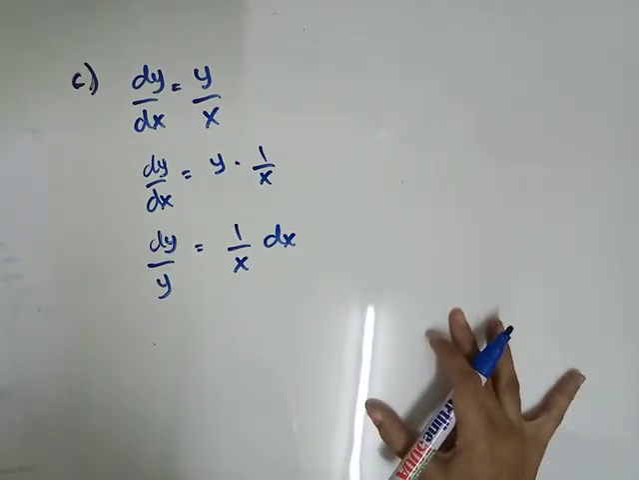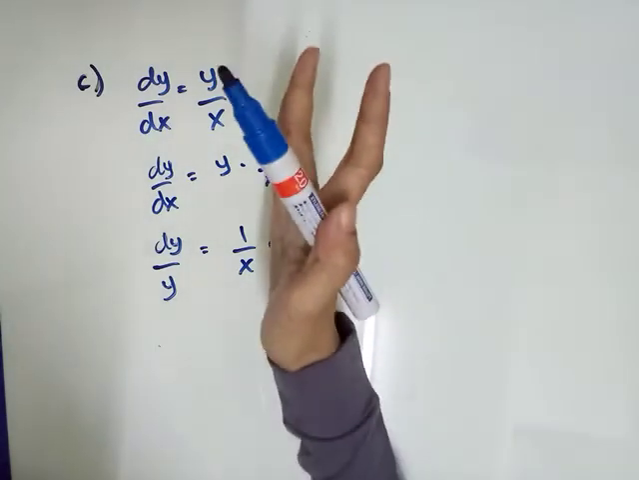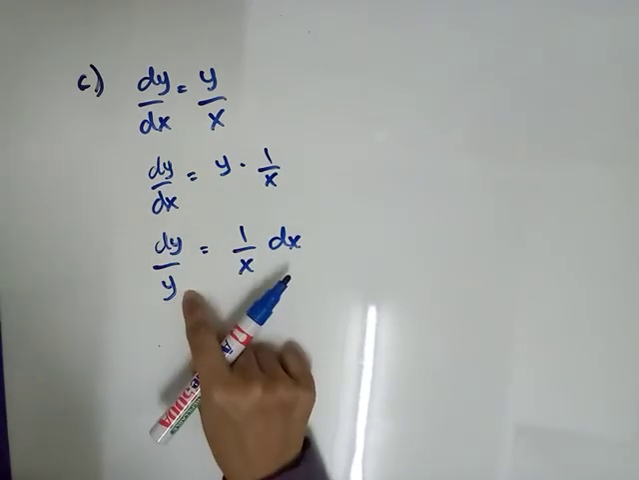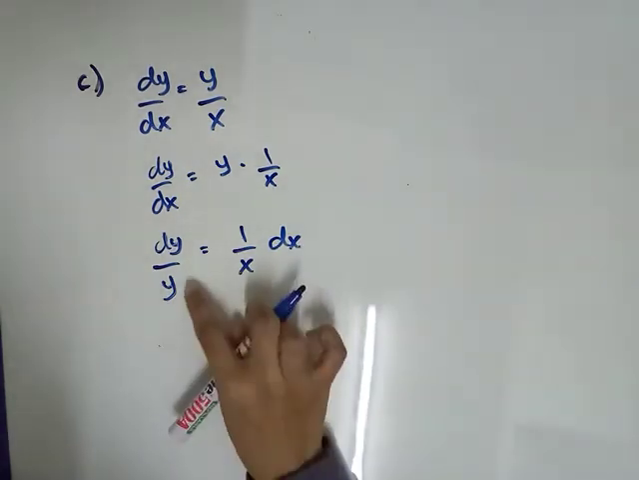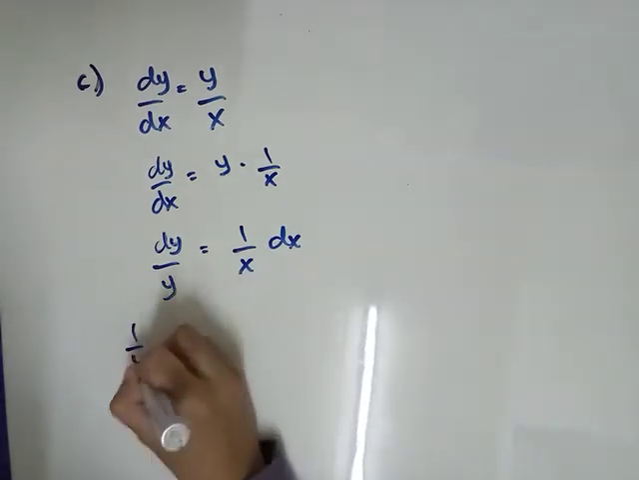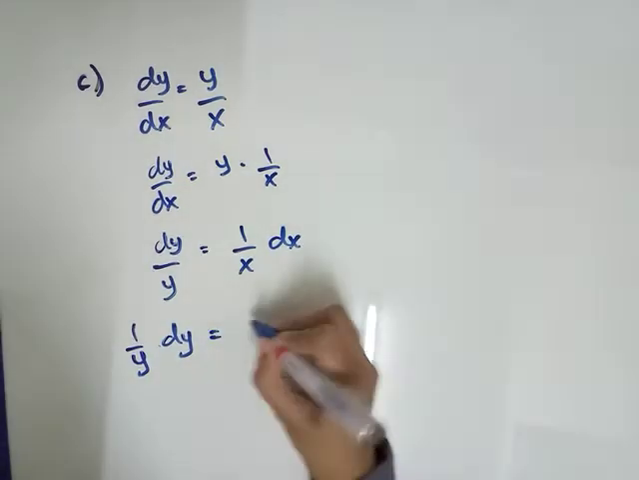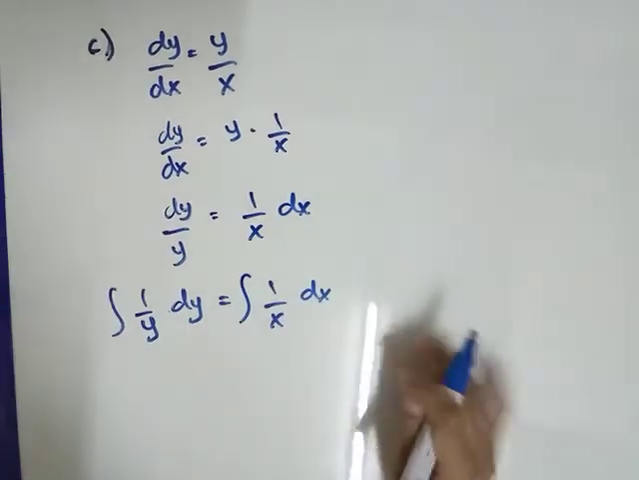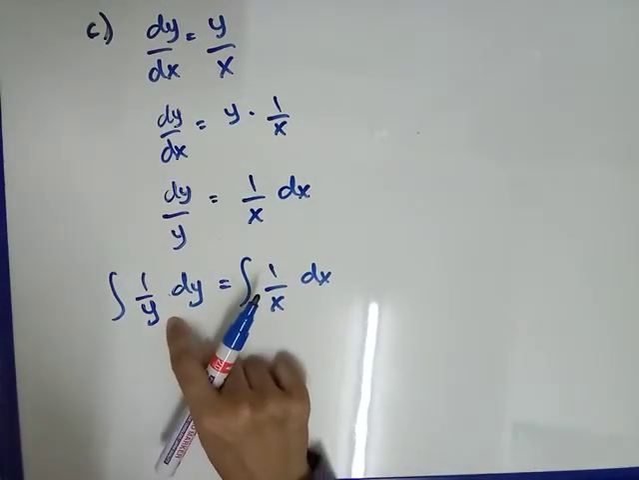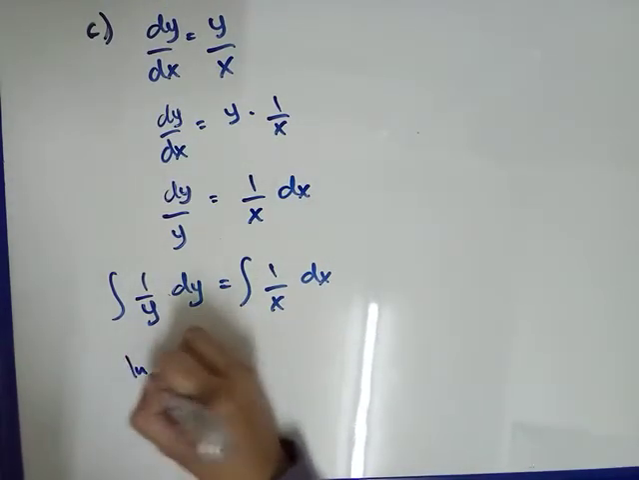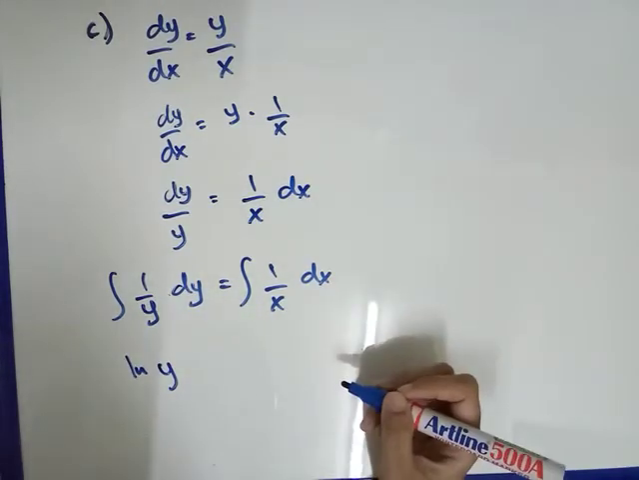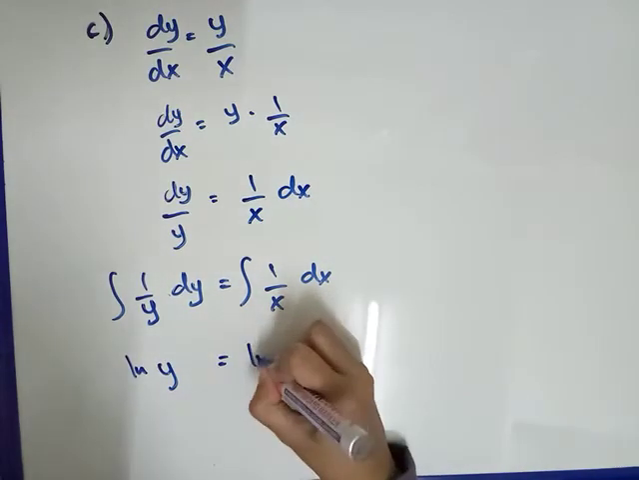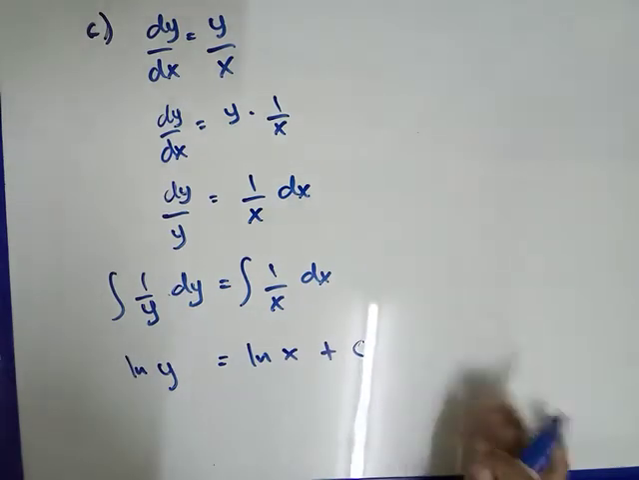Faham tak? Jadikan the right side is in terms of x, the left side is in terms of y. And then what? Integrate both sides. y ni it means 1 over y dy equals 1 over x dx. And then you can integrate both sides. So integrate 1 over y, it is ln y. Remember? And then integrate 1 over x, it is ln x plus c.